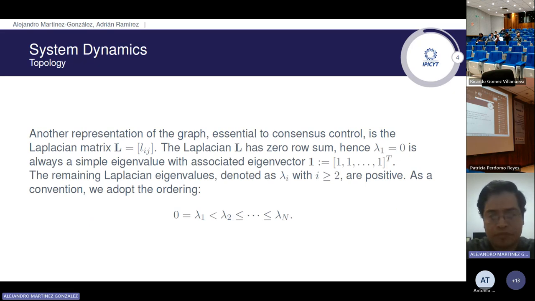A key ingredient is the Laplacian of the graph. Since we are considering an undirected graph, we have a special kind of Laplacian. This Laplacian has zero row sum, and by this, we have an eigenvalue equal to zero, which is associated with the eigenvector of ones. With this property, we can arrange the eigenvalues in this manner: the first one is equal to zero, and the rest are given in increasing order. So this is a key ingredient in our approach.